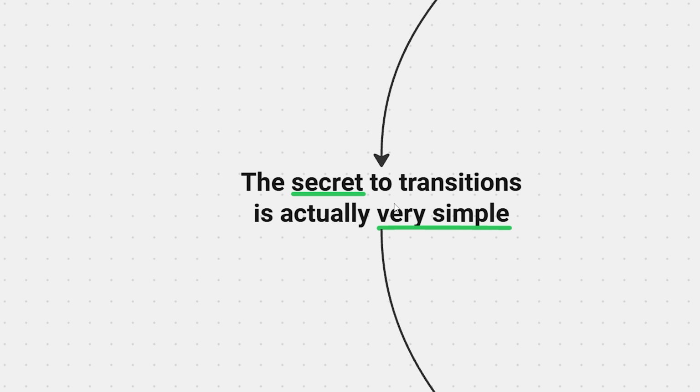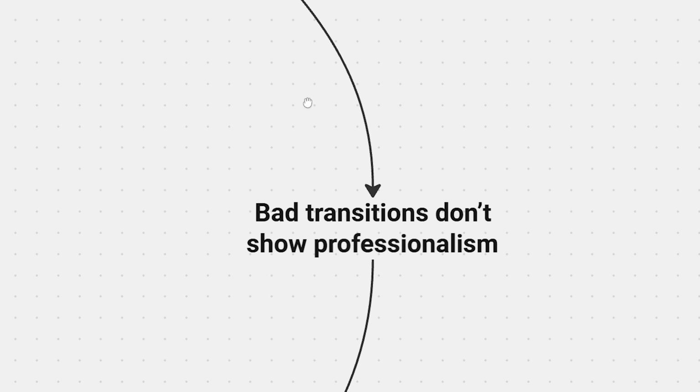Okay, let's say there is a real secret. Then the secret of transitions is actually very simple. You need to make sure the transition is perceived only on a subconscious level. In other words, when you add a transition, it shouldn't stand out. It should be perceived as a kind of checkpoint.